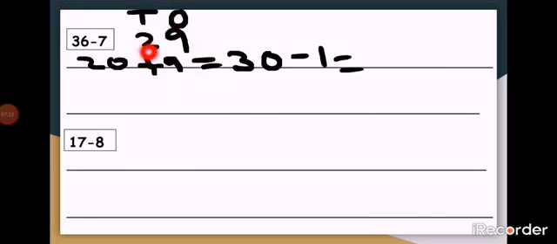Now, any suggestions? You can make addition and subtraction, both calculations which have the answer 29. So, can you tell me any? Yes, 28 plus 1, 27 plus 2, 23 plus 6, 22 plus 7, 21 plus 8, 20 plus 9, we have done, 19 plus 10, there are many.